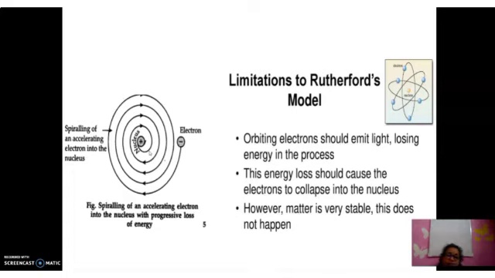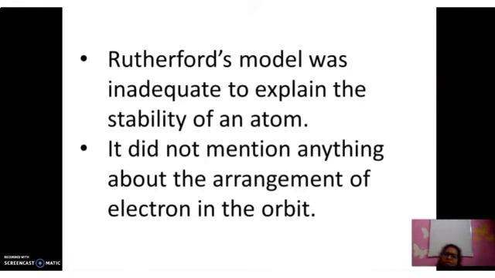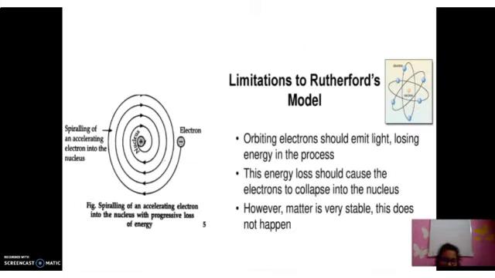So an orbiting electron should emit light or energy, losing energy in the process. This energy loss causes the electrons to collapse into the nucleus. If it is revolving around the nucleus, the nucleus has positive charge and the electron has negative charge, so it will be attracted and collapse into it. But it's not happening actually. So it was the major drawback of Rutherford model. And one more drawback is he could not mention anything about the arrangement of electrons in the orbit. So these are the major limitations of the Rutherford model.